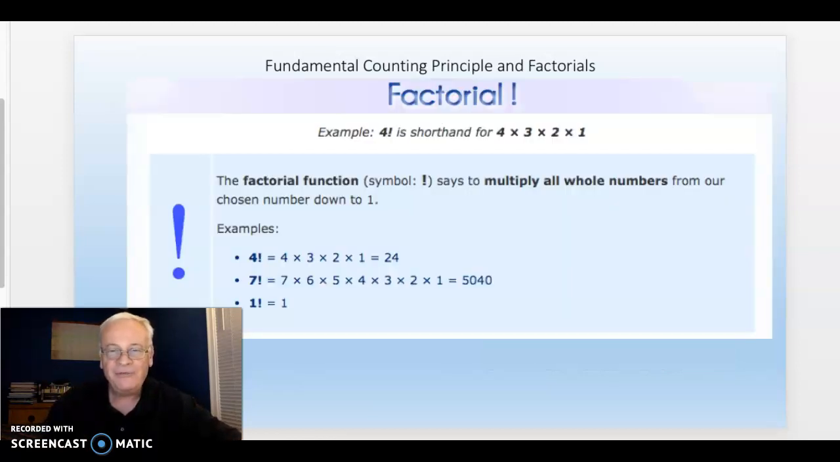So the factorial function, again, the symbol is an exclamation point. It says to multiply all the whole numbers from the number you're given all the way down to 1. So 4 factorial is equal to 4 times 3 times 2 times 1. And 7 factorial is equal to 7 times 6 times 5 times 4 times 3 times 2 times 1. It's equal to 5,040. And guys, 1 factorial is equal to 1.